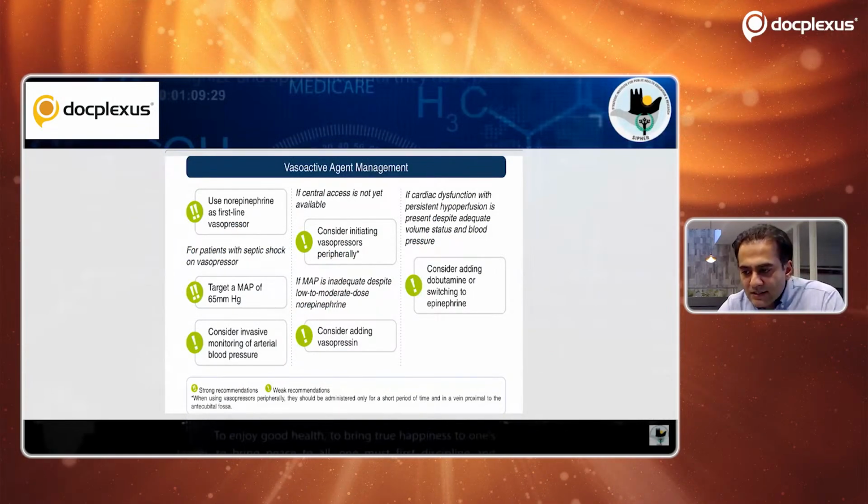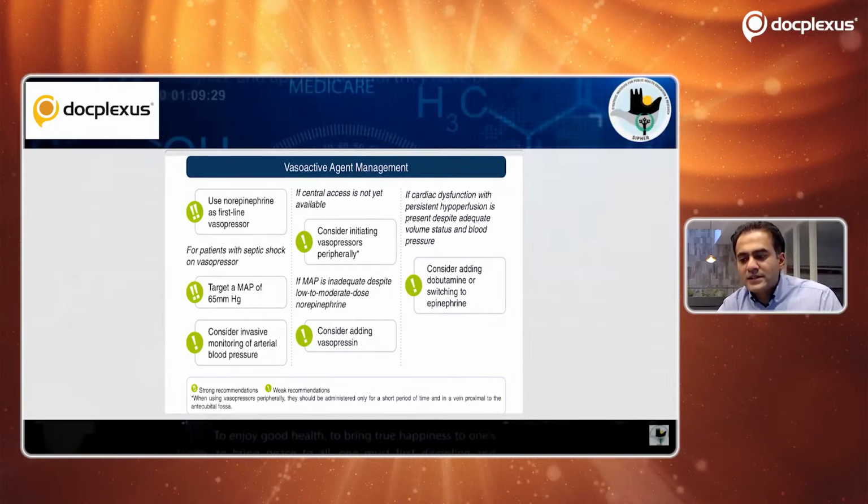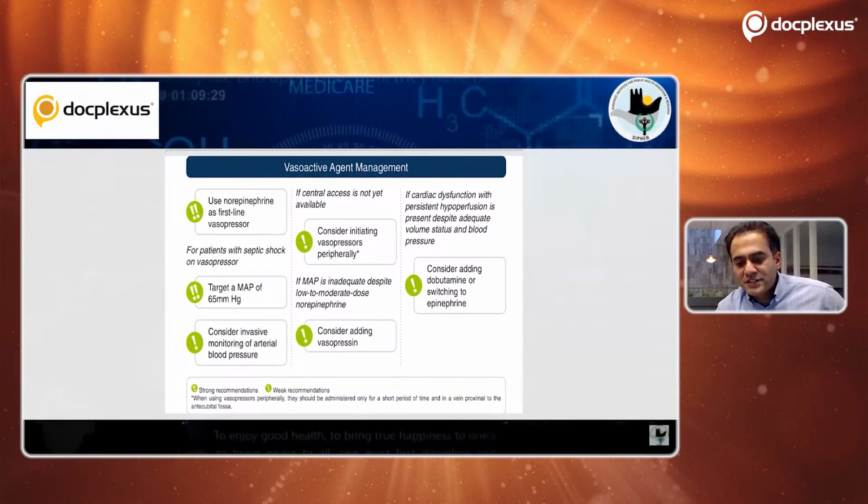So this is the crux. This is the summary for the vasopressors. We have discussed this. Norepinephrine is the first choice. Then target a MAP of 65.